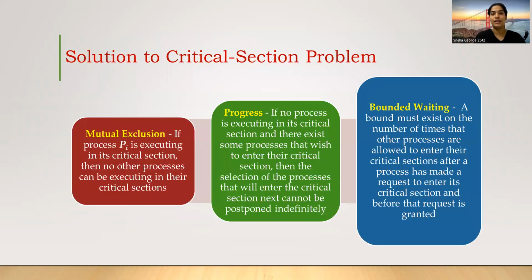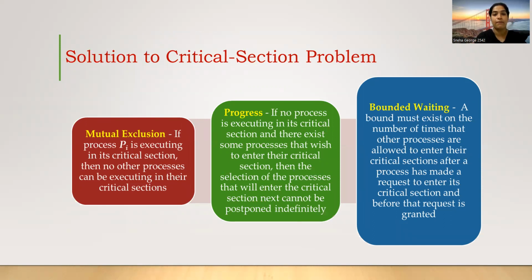There are actually solutions to the critical section problem. There are three solutions that we see. The first one is mutual exclusion, the second is progress, and the third is bounded waiting. Let us see what mutual exclusion is. If there are three processes, they should be mutually exclusive.